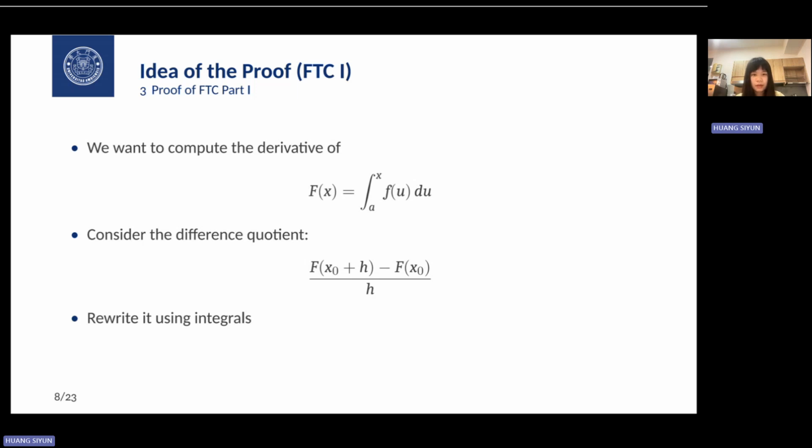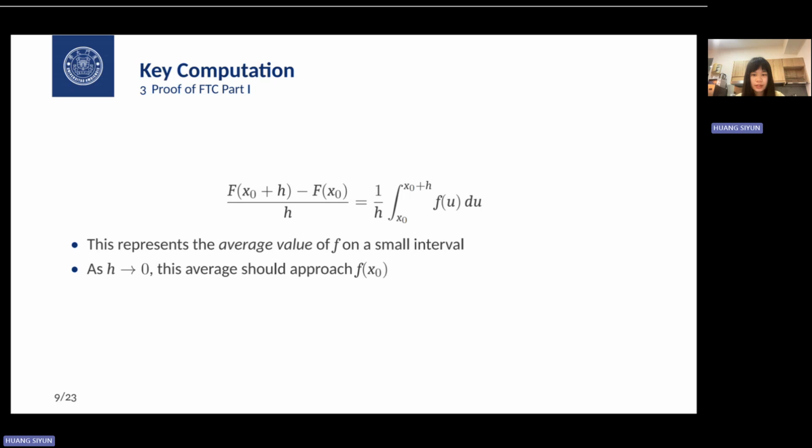Second, we perform a clever transformation using integration properties. We rewrite that difference quotient as an average value of the original function over a very tiny interval. This is the key insight, turning a question about instantaneous rate of change into a question about an average.